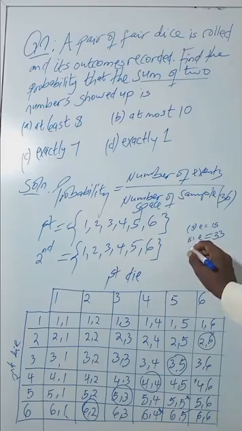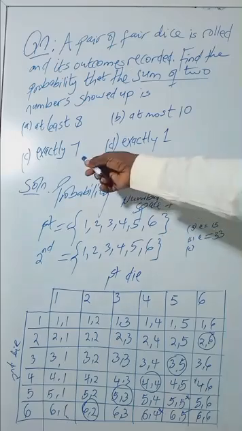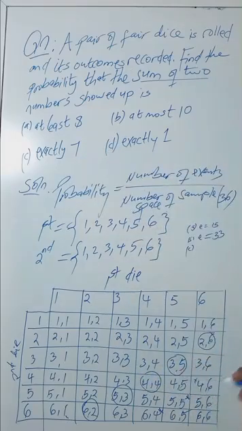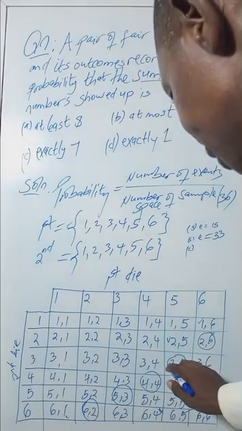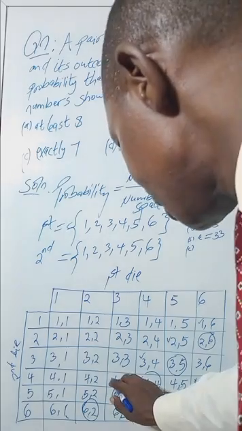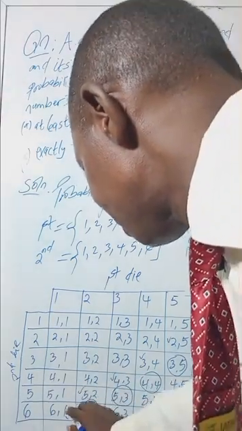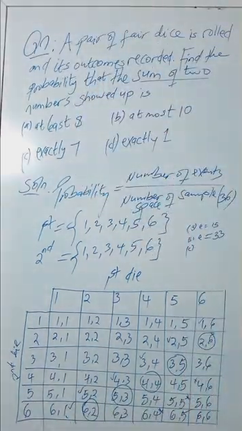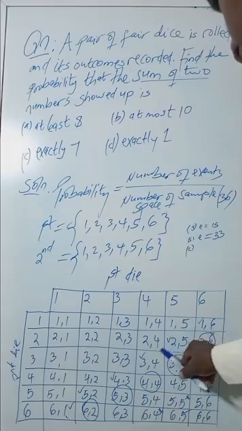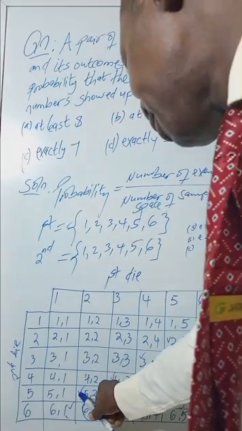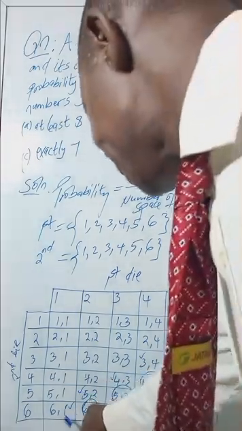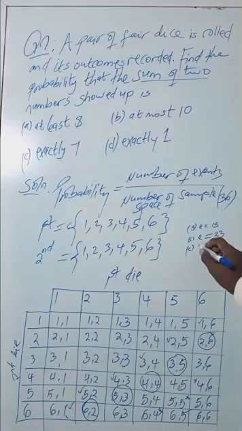Then what about C? For C, we have exactly 7. Where shall we start? Start with this one. This one is 7, that one is 7, this one is 7, this one is 7, that one is 7, and that one is also 7. How many are they? 1, 2, 3, 4, 5, 6. I'm getting 6 events.